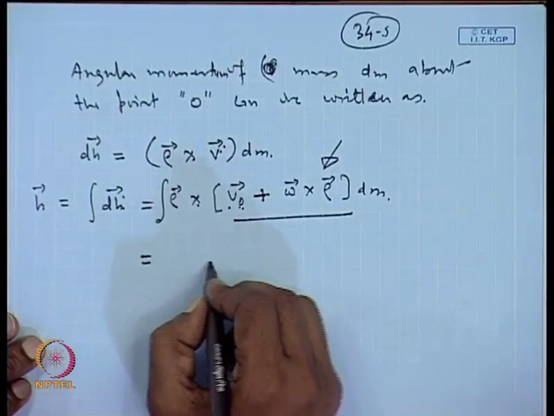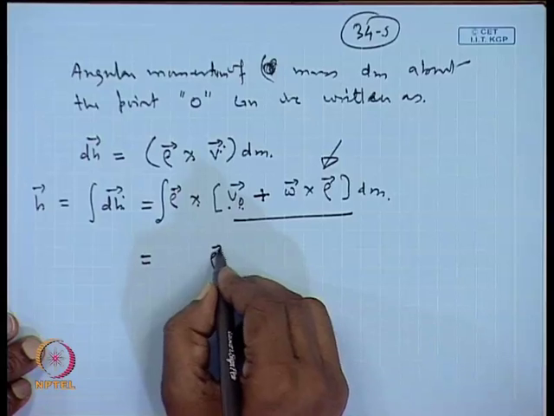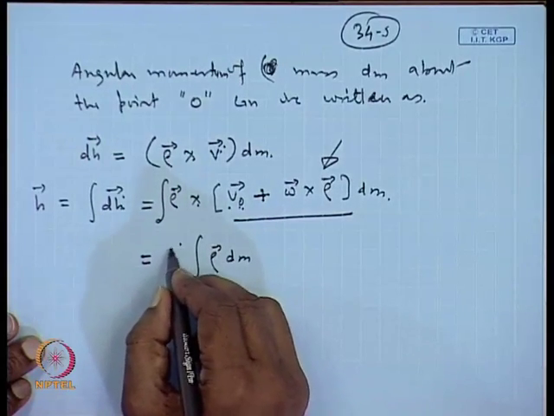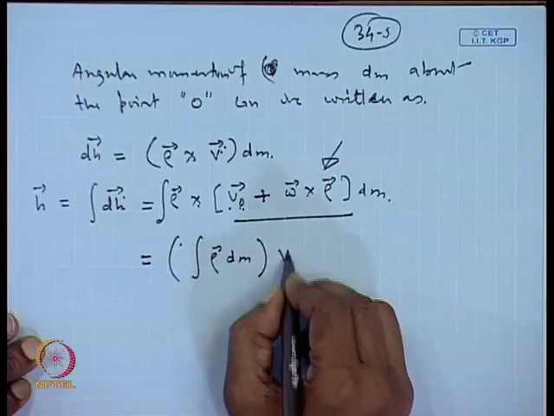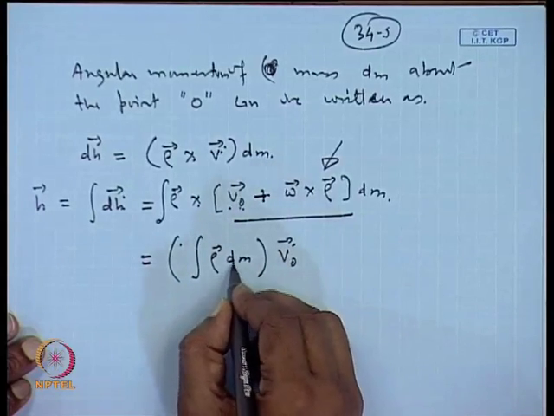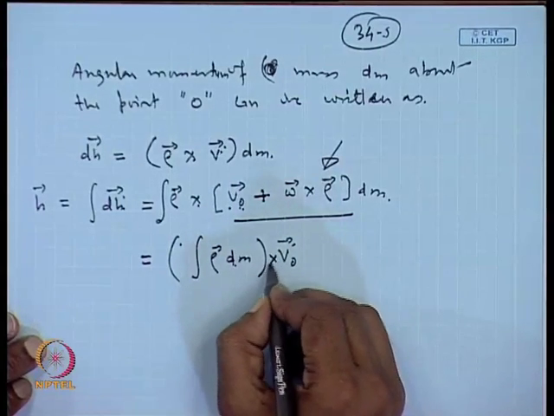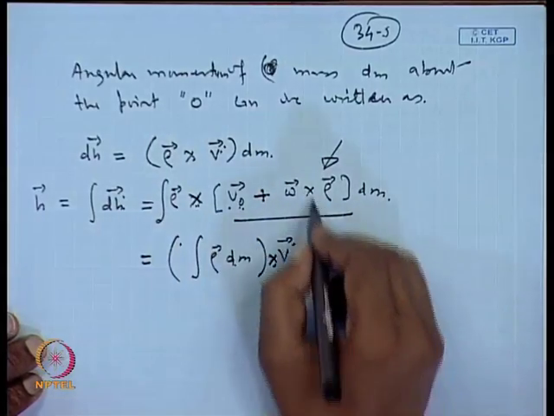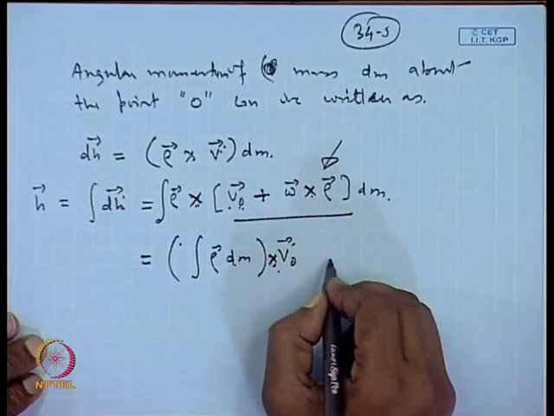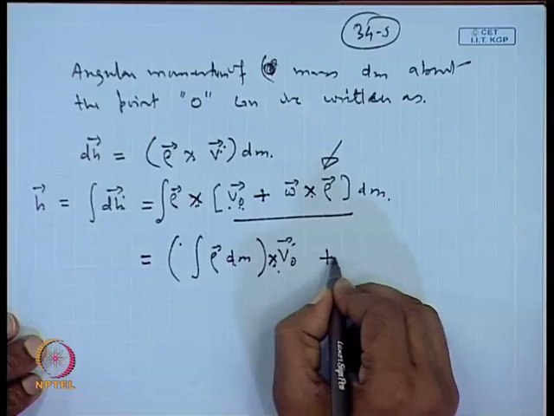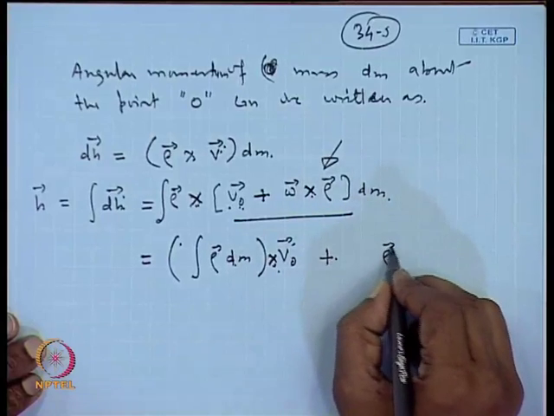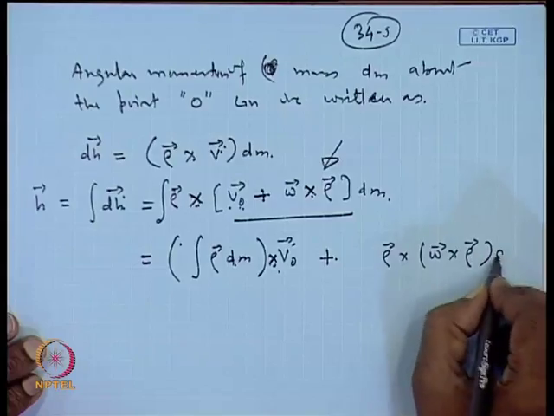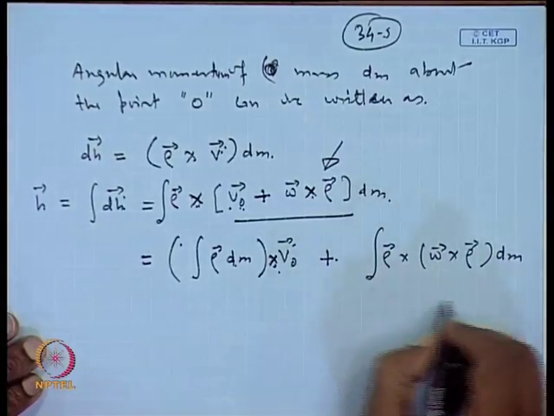Now, this can be written as rho dm times v 0. This is the cross product. Okay, this is the cross product here. This is also a cross product, plus rho cross omega cross rho dm.